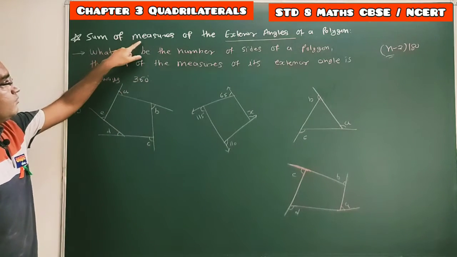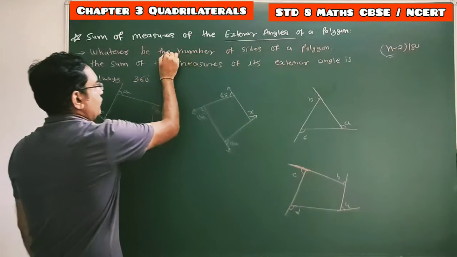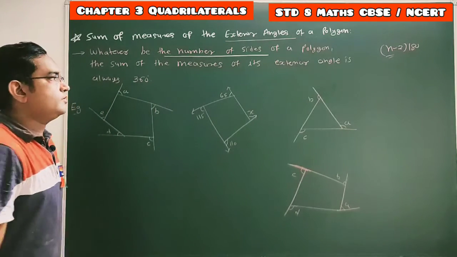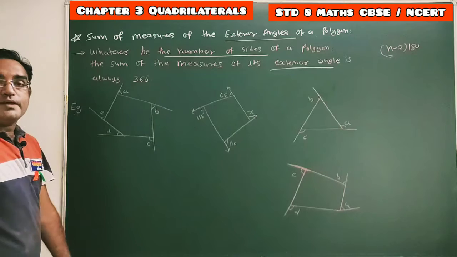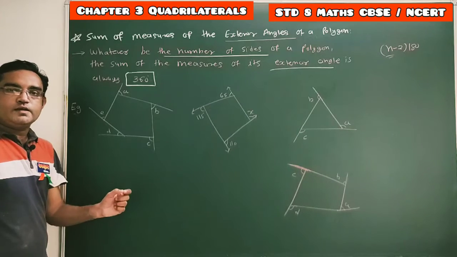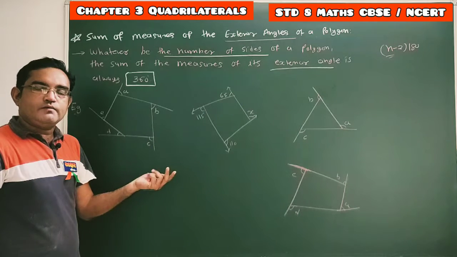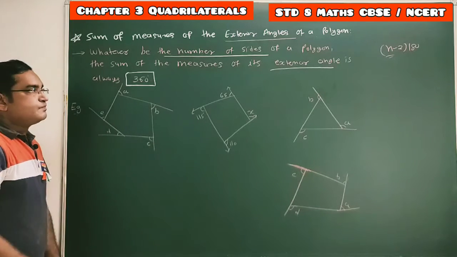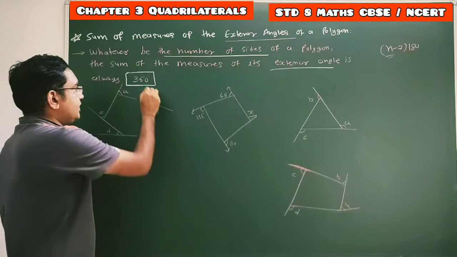But the sum of measures of exterior angles of a polygon says that whatever the number of sides, irrespective of the total number of sides of a polygon, the sum of measures of exterior angles is always 360 degrees. The sum of measures of all the exterior angles of a polygon with n sides is always 360 degrees. Whether it is a triangle, quadrilateral, pentagon, hexagon, whatever the type of polygon, the sum of measures of exterior angles will always be 360 degrees.